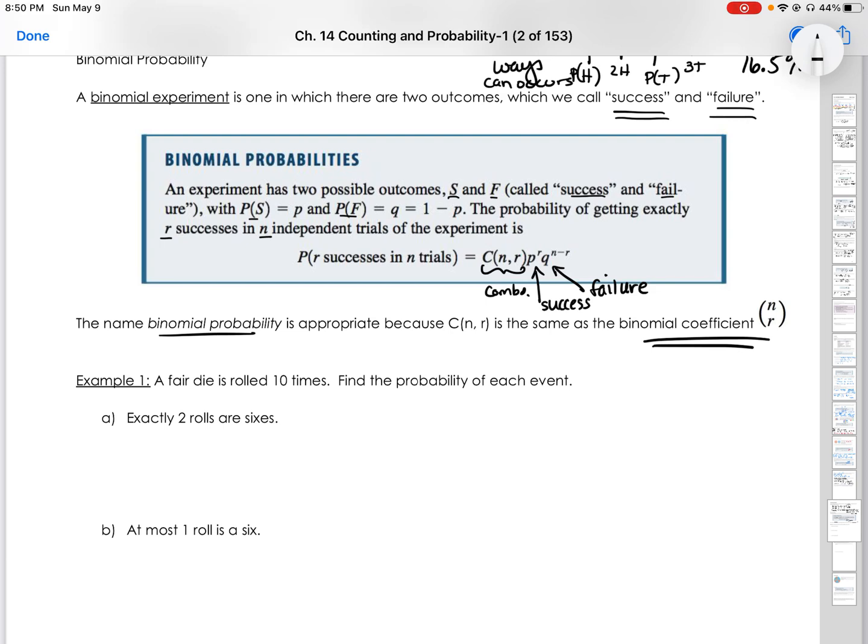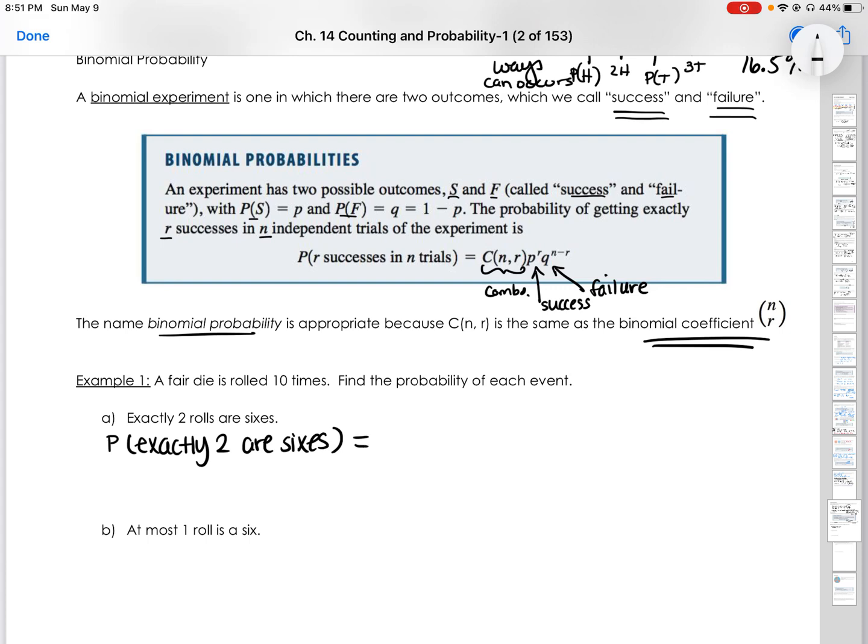All right, so let's take a look at an example here. We have a fair die, just meaning it's not weighted. It's rolled 10 times. We want the probability of each of these events below. So the first one we want is the probability of getting exactly 2 rolls that are 6s. Okay, so we want the probability of exactly 2 6s. In order to do that, we need to use our combination.